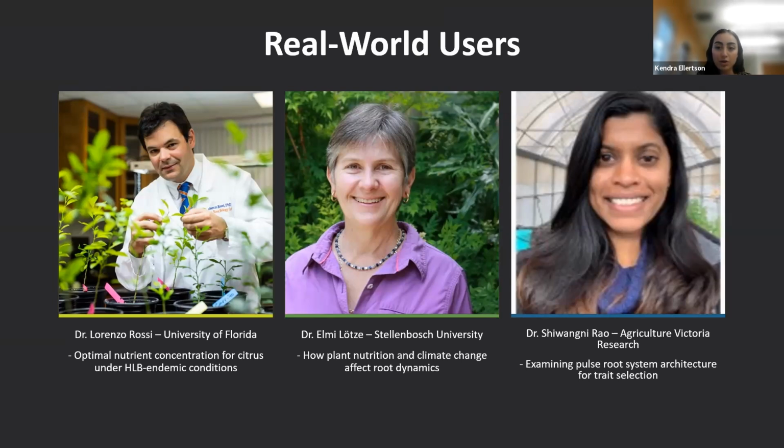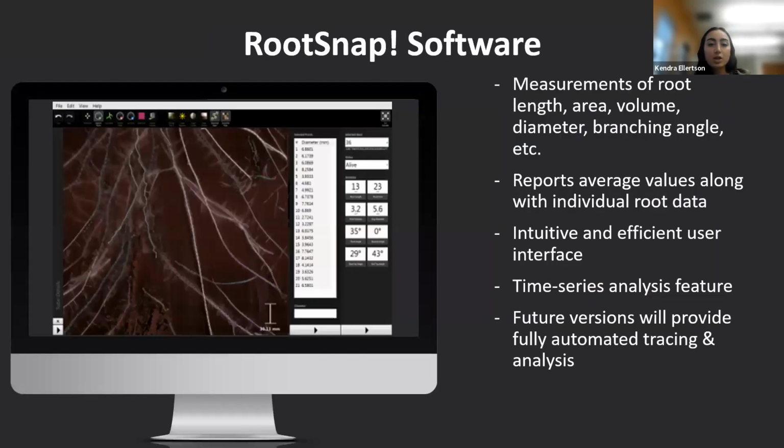So with all of these users, once they've taken their images with the CI600 or 602, they need to analyze those images. Having the visible images is one thing, but actually being able to get data from those images and determine the density, mass of your root systems is really important. Luckily, we have a software to do just that. So our RootSnap software, just a little bit of an introduction. It's on our website for download.